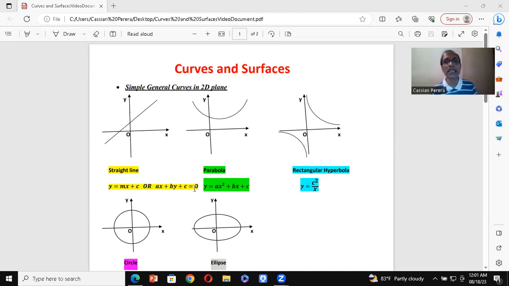In advanced level, I think you have studied the equation of a parabola. Sometimes we have plotted this curve in the O-level studies. y equals ax squared plus bx plus c is called a parabola. Or in Sinhalese we say paravalaya.